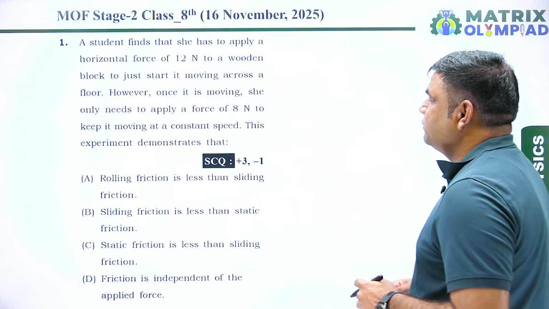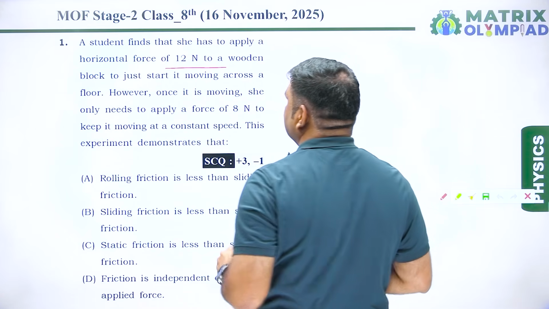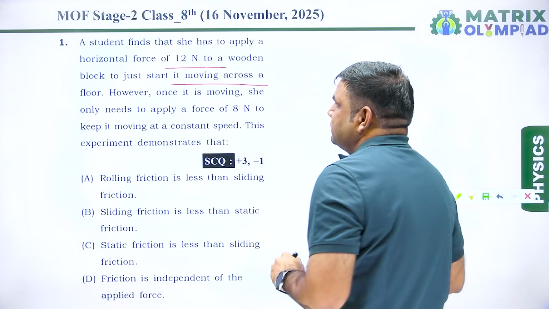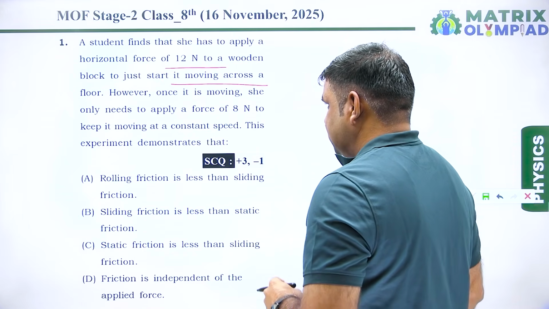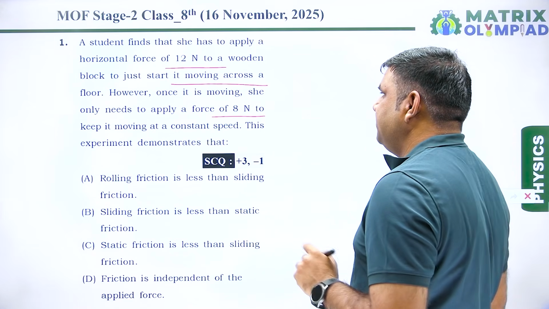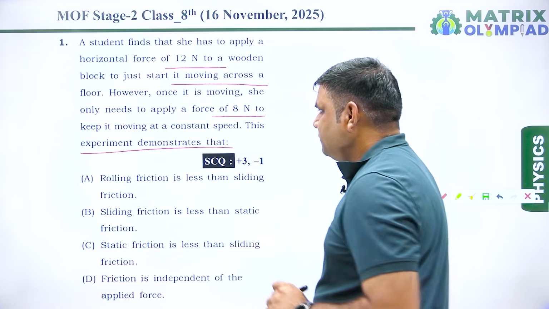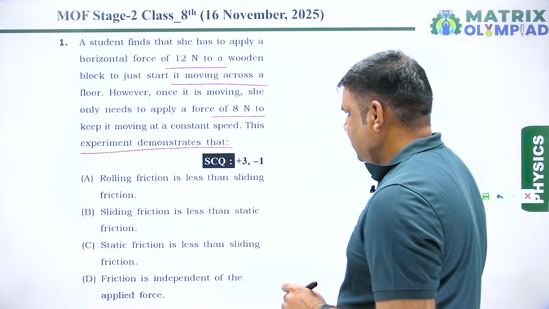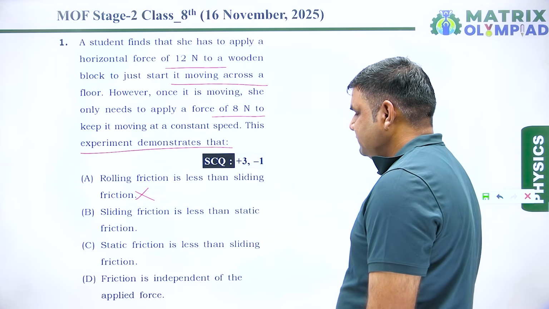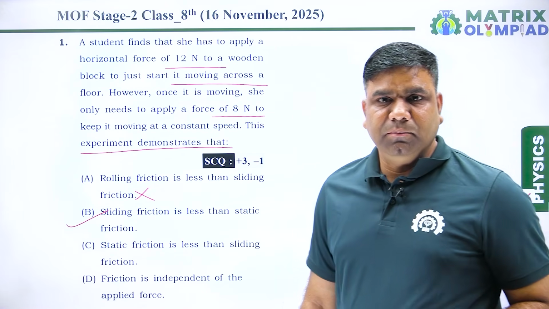In question number 1, a student finds that she has to apply a horizontal force of 12 Newton to a wooden block to start it moving across a floor. However, once it is moving, she only needs to apply a force of 8 Newton to keep it moving at a constant speed. This experiment demonstrates: option A, rolling friction is less than sliding friction. No, this is incorrect. Option B, sliding friction is less than static friction. Yes, this is true. So B is the correct answer for question number 1.